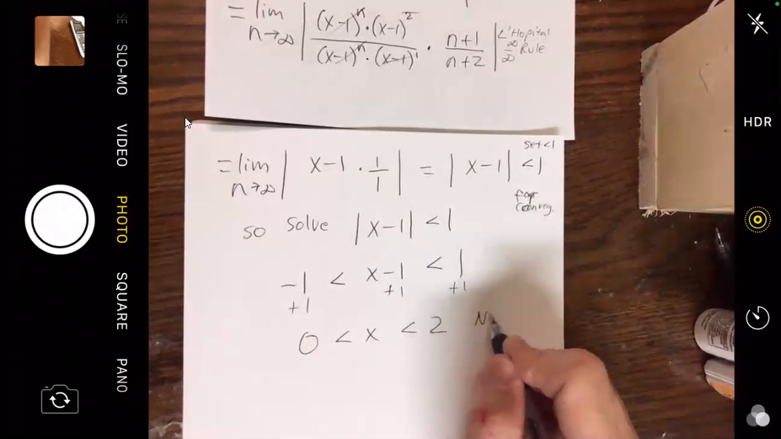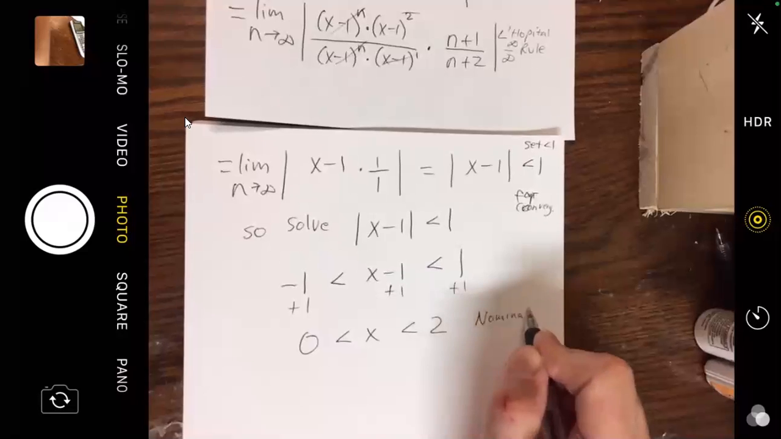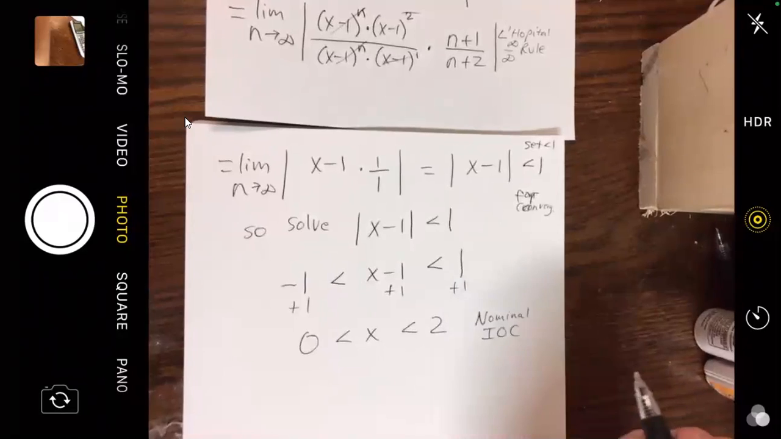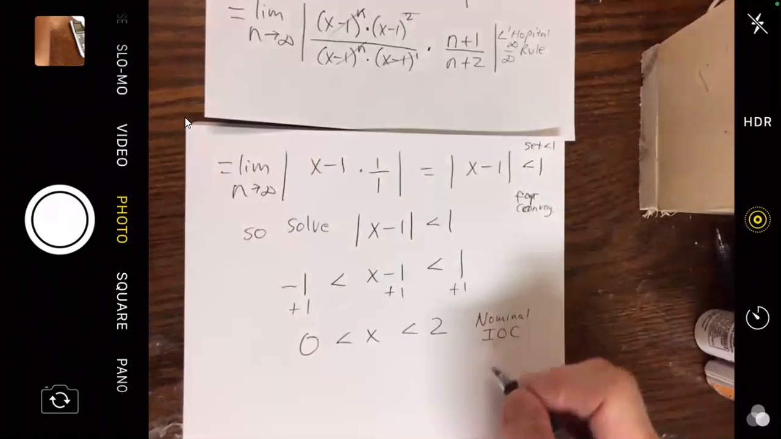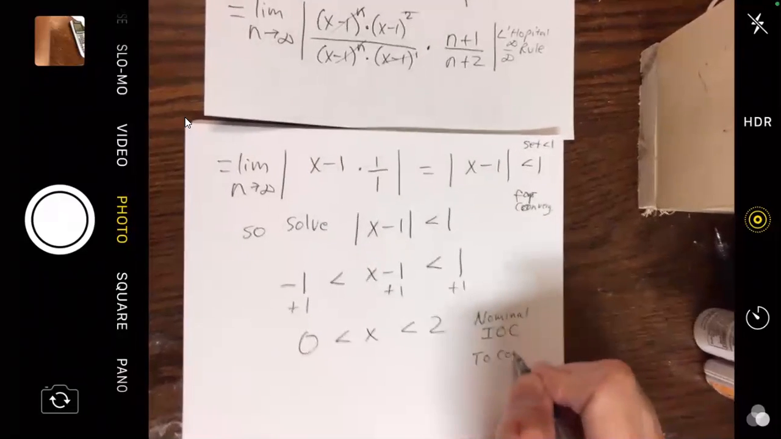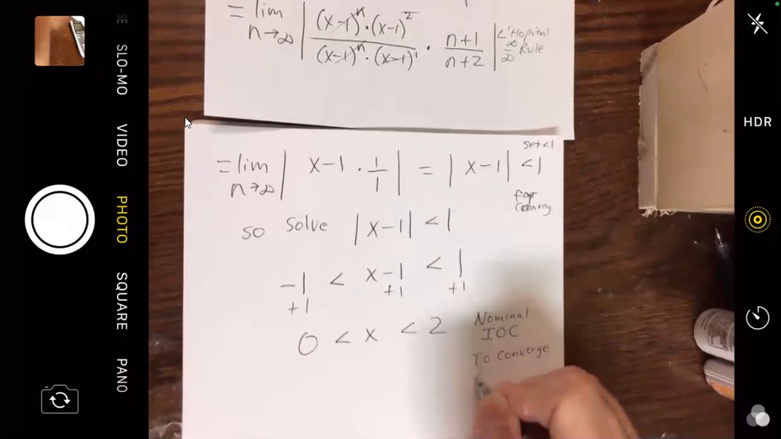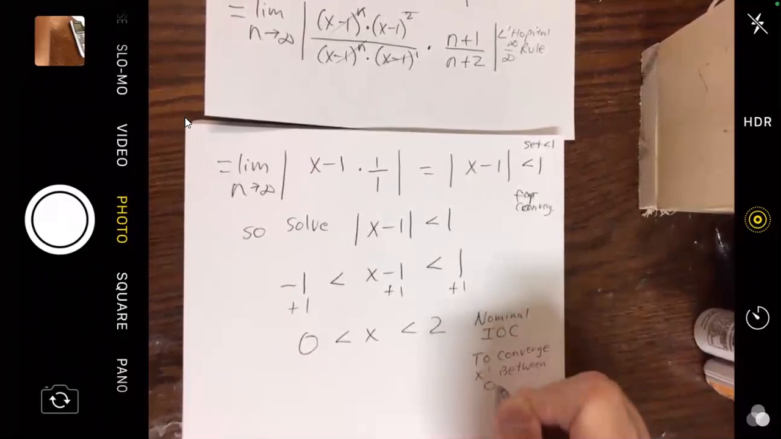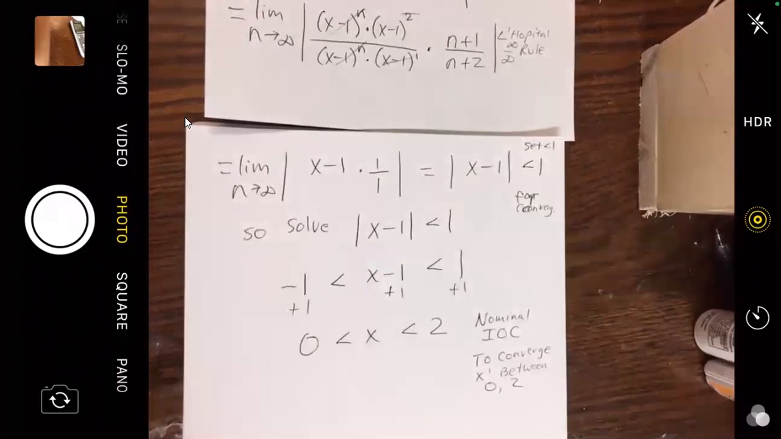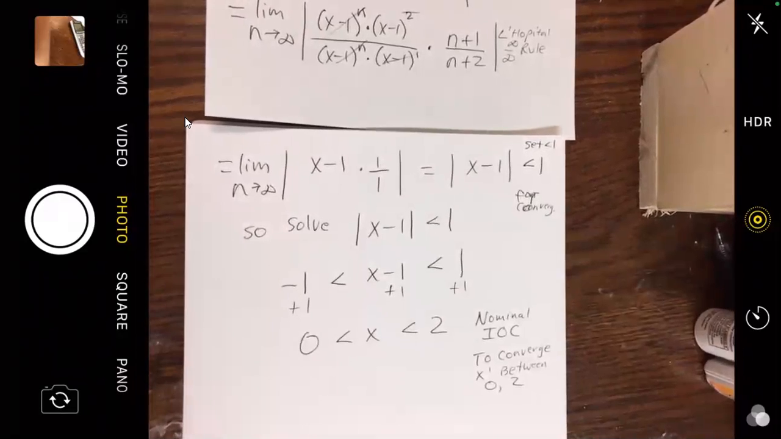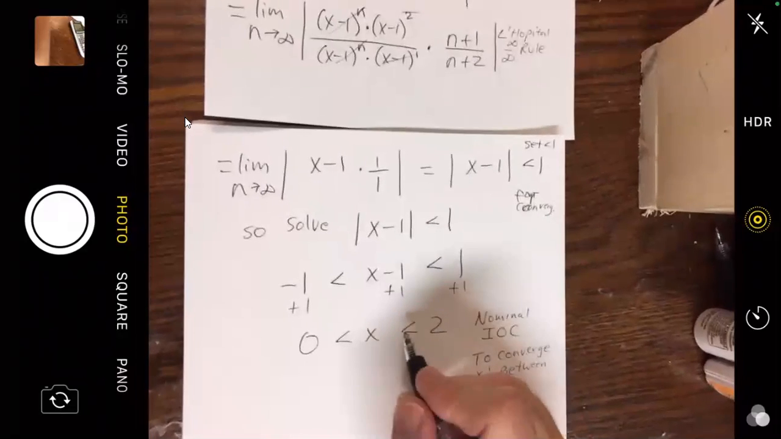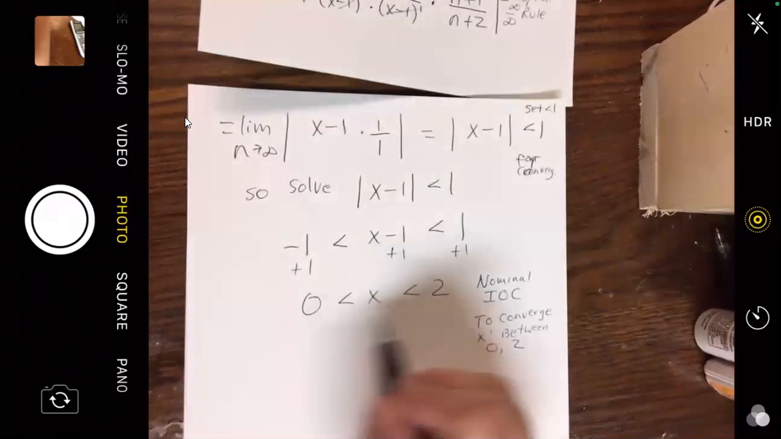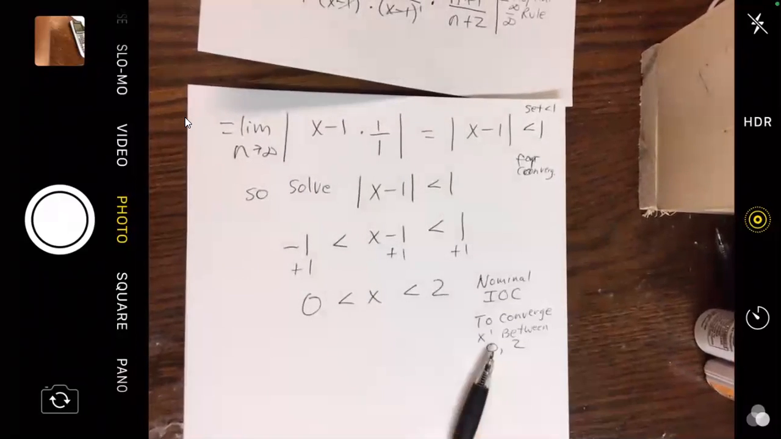I call that the nominal IOC. At this point, I now know that to converge, the x's are between 0 and 2. I know the radius of convergence would be 1, but they didn't ask for the radius of convergence. But from this, I can tell the radius of convergence, though it didn't ask for it.